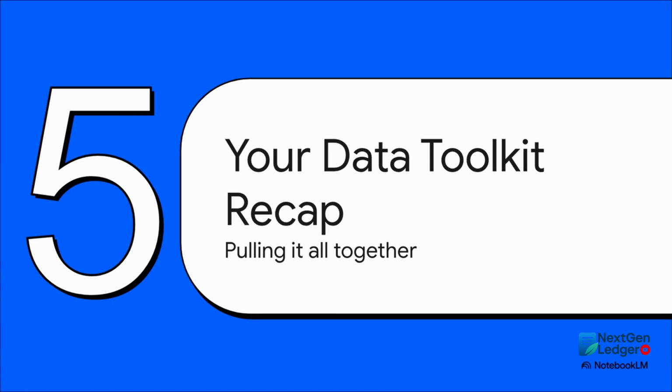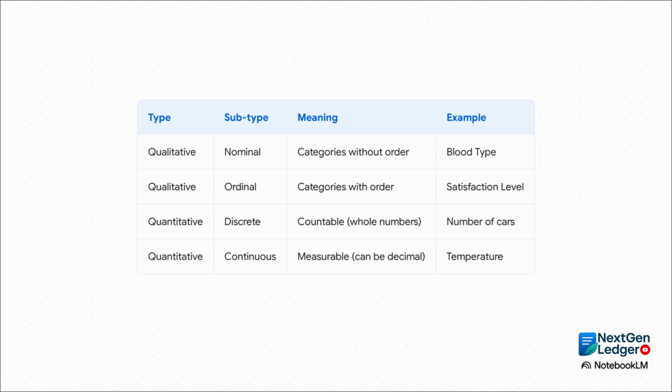Whew, okay. We've covered a ton of ground, from the very idea of data to its four fundamental types. So let's pull it all together and do a super quick recap to lock in your new data toolkit. Think of this as your go-to cheat sheet. We've got our two main families, qualitative, which describes the quality of things, and quantitative, which measures the quantity. And under each, we have two subtypes. For qualitative, it's nominal, categories with no order, and ordinal, categories with an order. For quantitative, it's discrete, those countable whole numbers, and continuous, the measurable values that can be decimals.